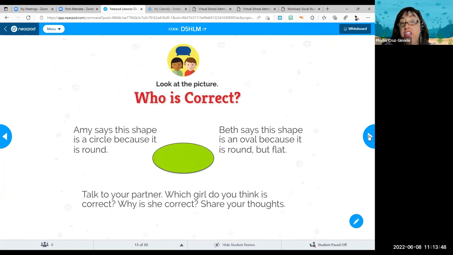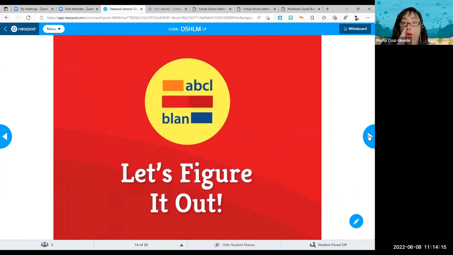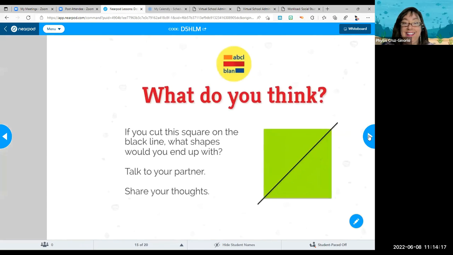This is a quick question. I won't linger on this. I will just read it to you. It says they want to know who is right. Amy says the shape is a circle because it is round, and Beth, her friend, says the shape is an oval because it's round, but it's kind of flattened out. So which one do you think is right? Do you think this is a circle or an oval? It's an oval.